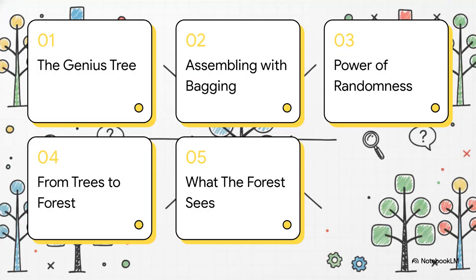So here's our game plan. First, we'll start with the basic building block, what I like to call the overfitting genius tree. Then we'll look at how you assemble a whole team of these trees using a method called bagging. After that, we add the magic ingredient, randomness. Then we'll see this whole thing in action with a real-world example. And finally, we'll peek inside to see what the forest can actually teach us.